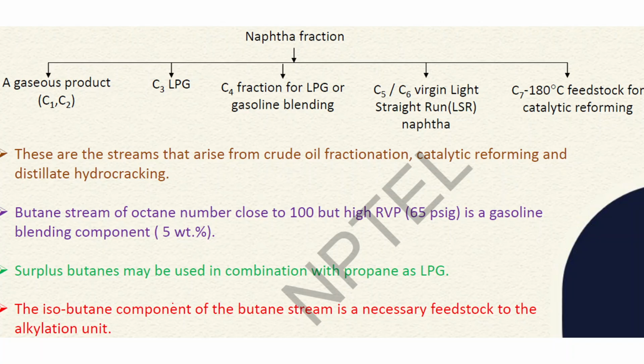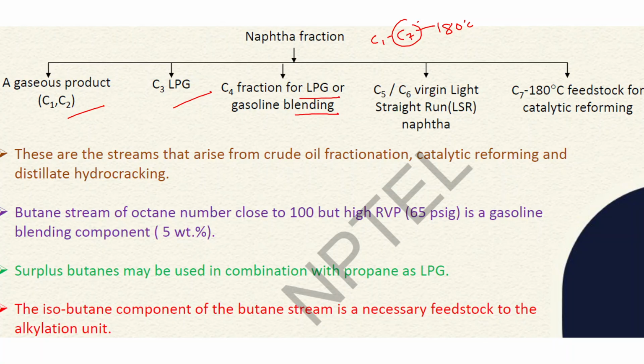Now the next cut, which is the next heavier cut after LPG extracted from the crude oil, is naphtha. It consists of C1 to C10 fractions, up to 180 degrees C. It consists of some amount of C1 and C2 gaseous product, then C3, some amount of LPG is also present in the naphtha fraction, then C4 fractions for LPG. The C4 fraction of this naphtha is used for LPG and for gasoline blending.